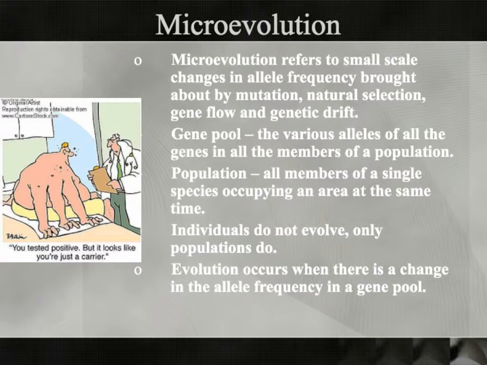Now an interesting point here is that individuals themselves do not evolve, only populations do. So I mean an individual might have a new allelic frequency change somehow in relation to what we talked about with microevolution right up here. However, it's the population over time that changes as a whole. Now evolution occurs when there is a change in the allele frequency in a gene pool. So meaning we will have changes over time of our whole population when the allele frequency right here can be changed through mutation, natural selection, gene flow, and genetic drift.